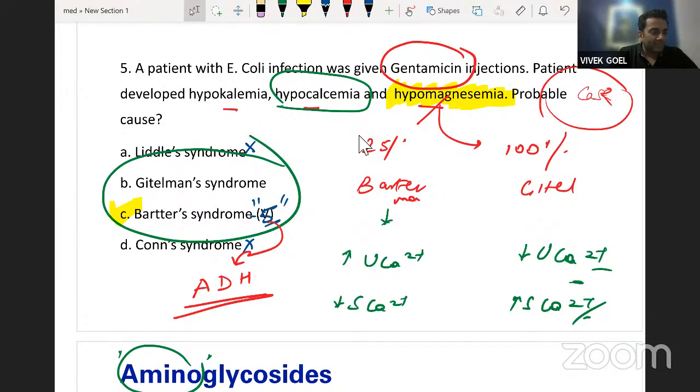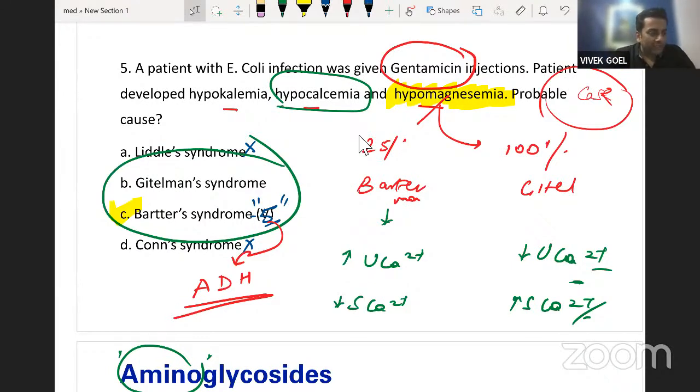And in the chat box, do you want to comment anything? Now, FHH, familial hypocalciuric hypercalcemia, is just a mirror image of ADH. It is the loss of function mutation of the calcium sensing receptor, whereas the gain of function mutation of the calcium sensing receptor is Bartter's type 5 or autosomal dominant hypocalcemia.